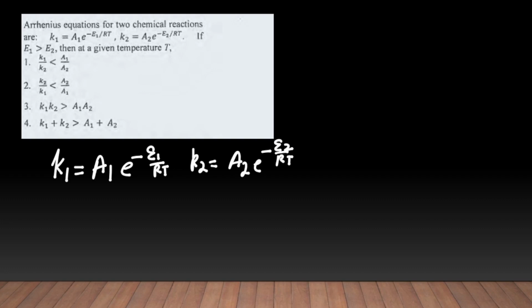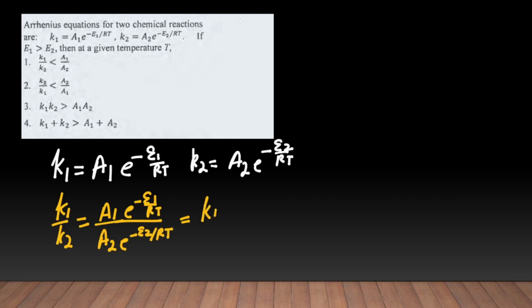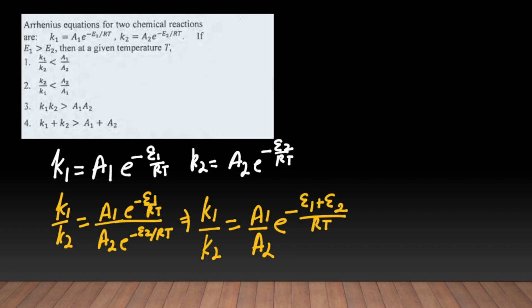Take the ratio of these two, K1 by K2. It will be equal to A1 times e raised to the power of minus E1 by RT, over A2 times e raised to the power of minus E2 upon RT. This we can write as K1 by K2 equal to A1 by A2 into e raised to the power of minus (E1 minus E2) upon RT. This is what we can take.